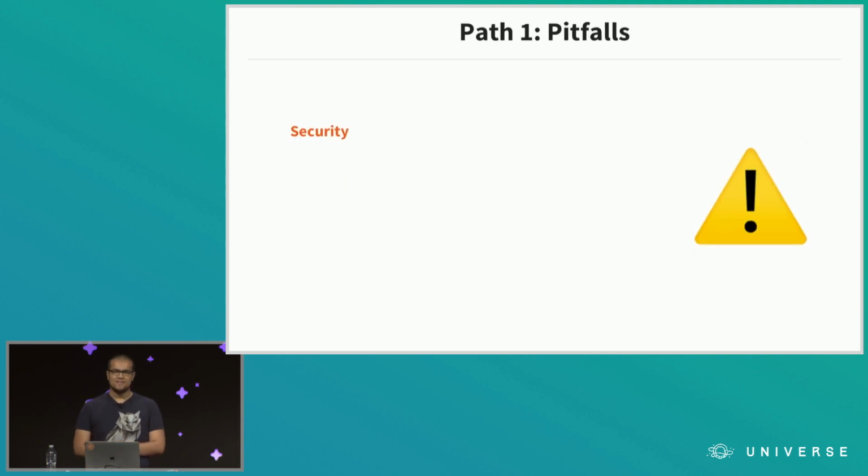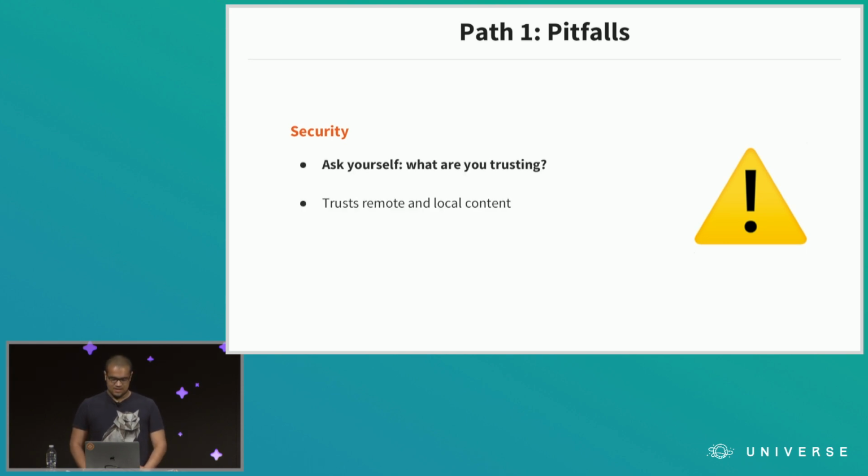So one thing I find helpful when thinking about security concerns is to ask yourself, what are you trusting? And what kind of risks might that trust expose you to? So what are we trusting when we're loading our remote web app here into a browser window? We're trusting remote and local content. In this case, it's really the remote content that is maybe worth a second look.